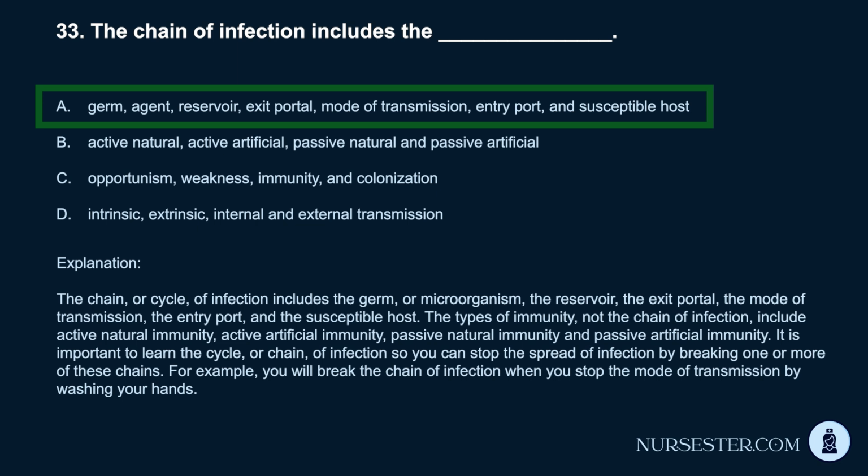The types of immunity, not the chain of infection, include active natural immunity, active artificial immunity, passive natural immunity, and passive artificial immunity. It is important to learn the cycle, or chain, of infection so you can stop the spread of infection by breaking one or more of these chains. For example, you will break the chain of infection when you stop the mode of transmission by washing your hands.